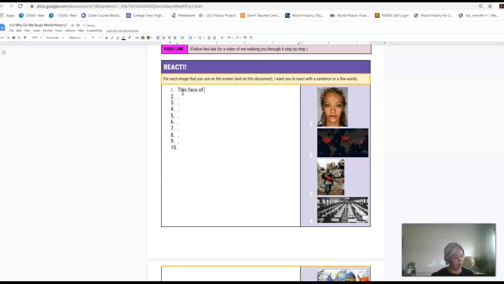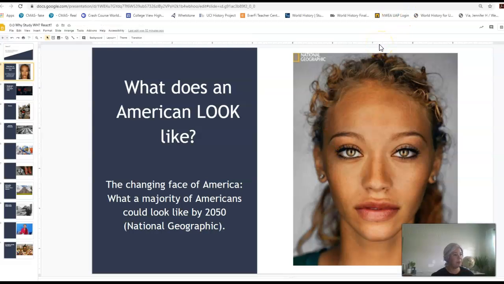This face of America makes me think whatever it is that you think. So you're just typing in your response there in the line. So here's that image again. We're going to move on to the second one. If you need more time, you can pause this recording and take a look at it.